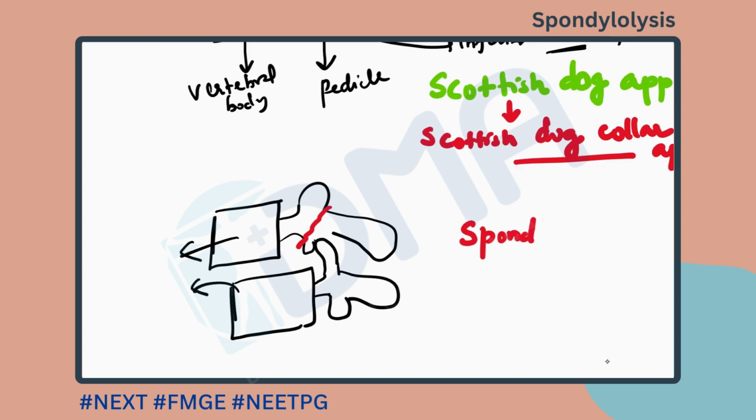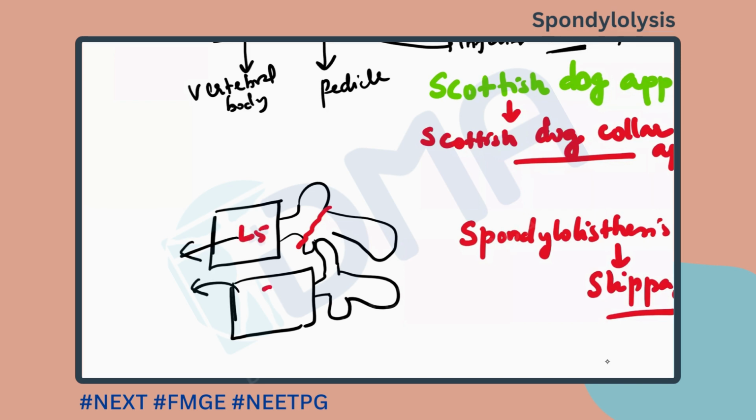This slipping is called spondylolisthesis. Listhesis means slippage. So slippage of one vertebra over another is called spondylolisthesis, and it most commonly happens at the L5-S1 junction.